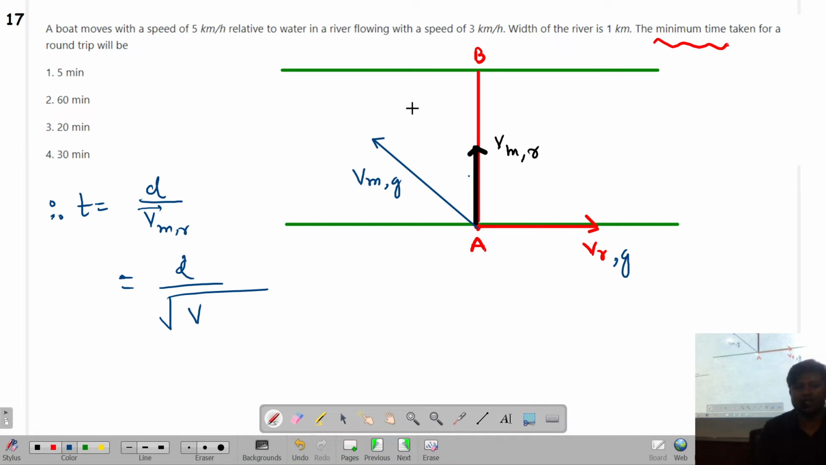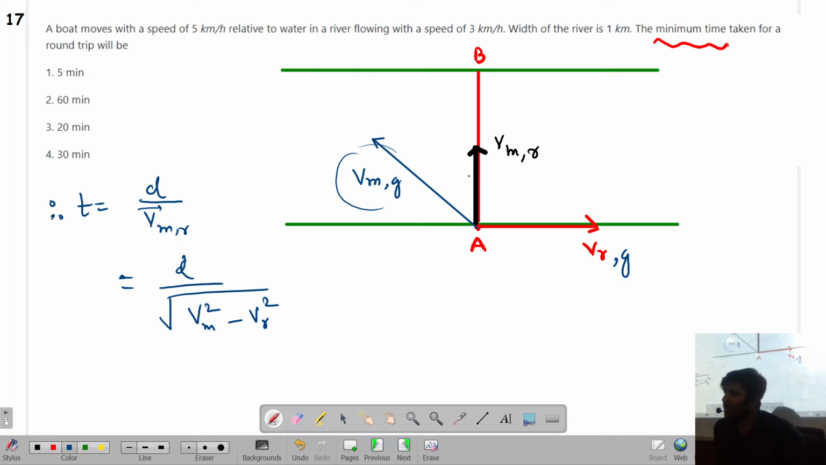Now, if you take the resultant, I can draw it this way, and it will become the velocity of man squared minus the velocity of river squared. Got it or not? Because this acts like a bigger component, it is hypotenuse squared minus base squared. Simple. Are you able to get me? Now, did you understand the concept or not? I have already done it in the class.